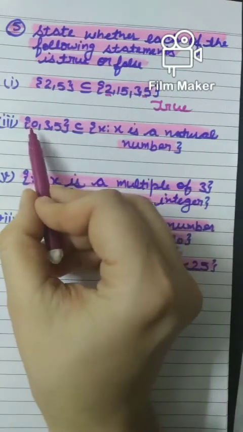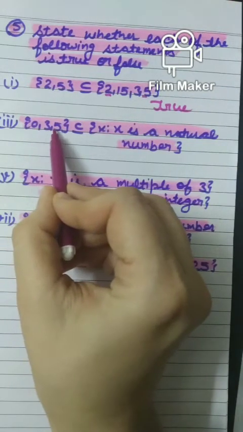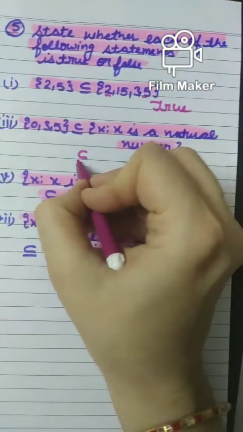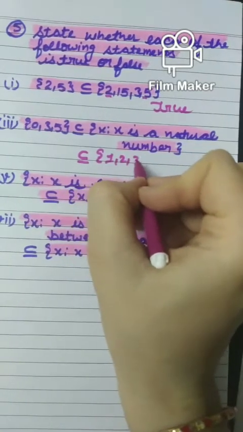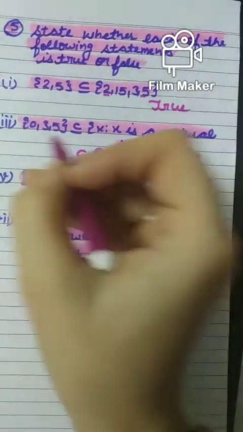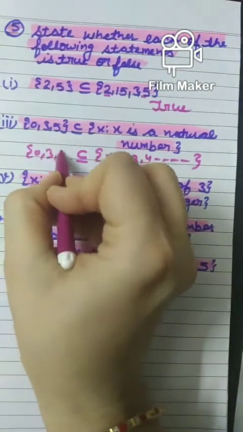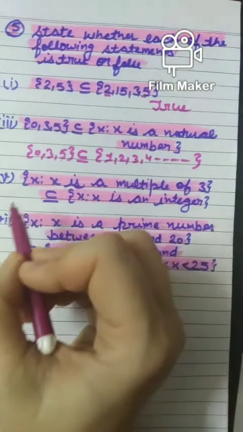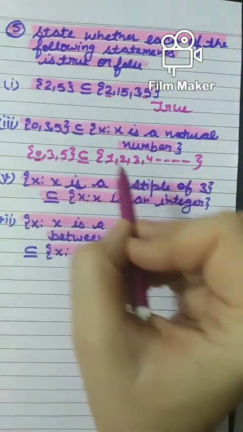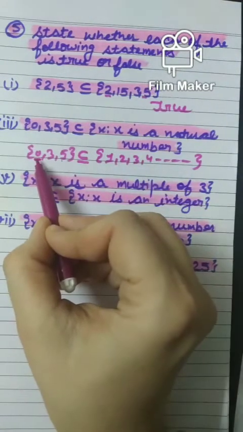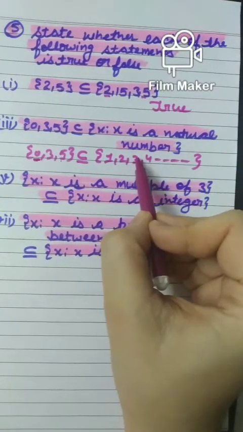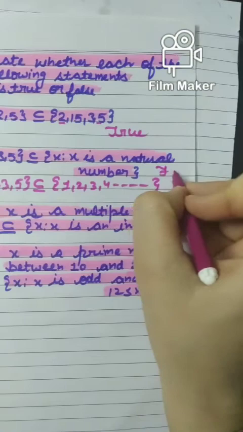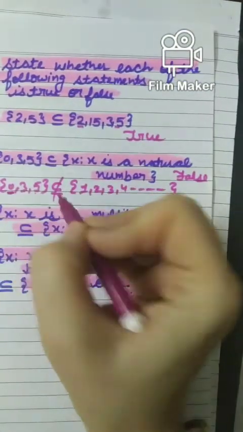Next, this set {0, 3, 5} is subset of {x such that x is a natural number}. But what is this set? Natural number means 1, 2, 3, 4, natural numbers, right? And this set is 0, 3 and 5. Now you tell me, is this set subset of this? No. Why? Because this 0 is not present in this. We have one element which is not member of this set. So this one is not contained in this. So this statement is false, as this is not subset of this.